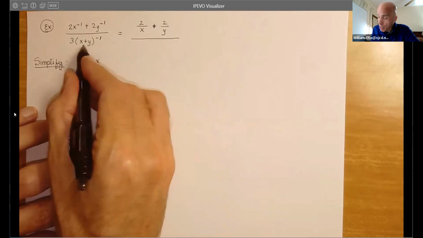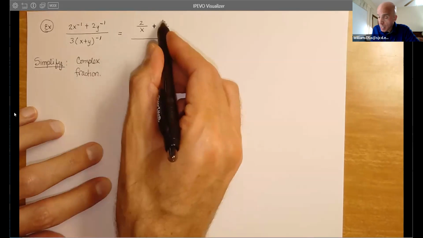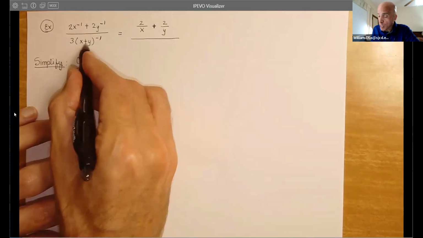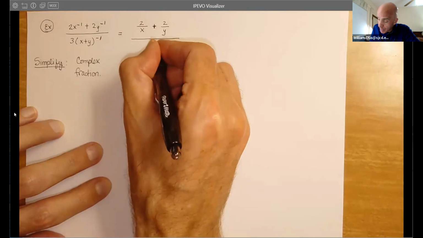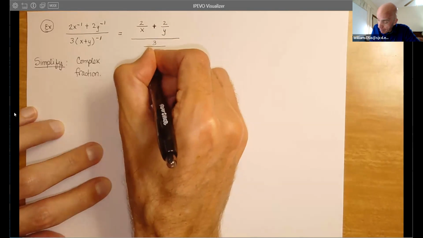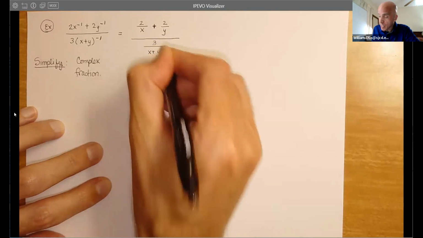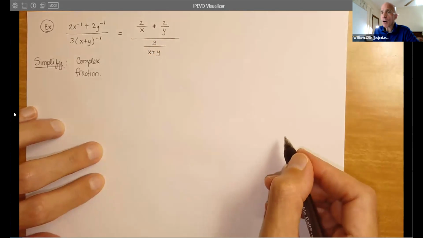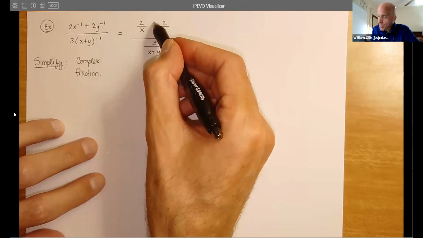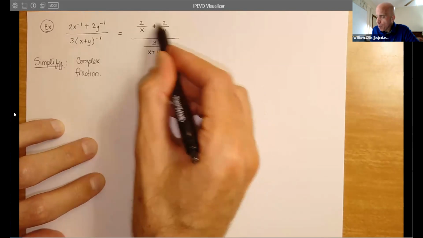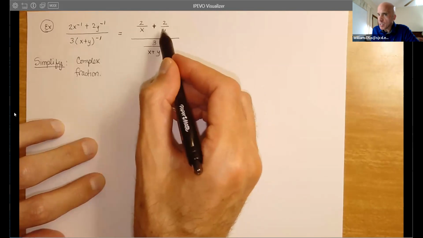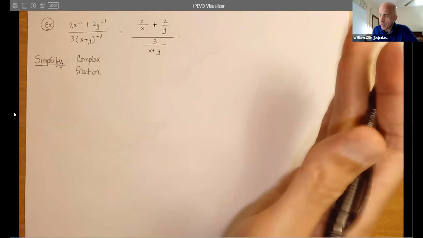And now, of course, we've got 2 over x and 2 over y. And then, of course, x plus y we can take into the denominator too. So here is one way to look at this problem. Now, we have a fraction divided by a fraction, but notice this part right here is not combined. We really do need a common denominator to put everything together.